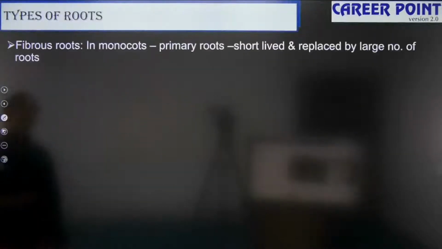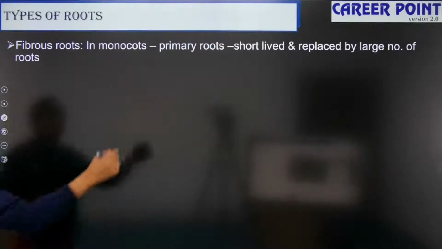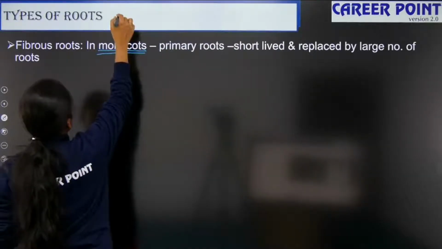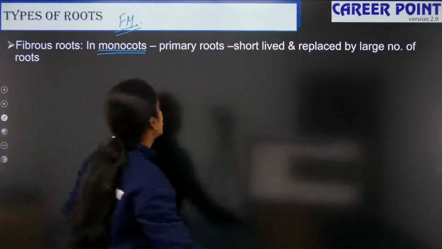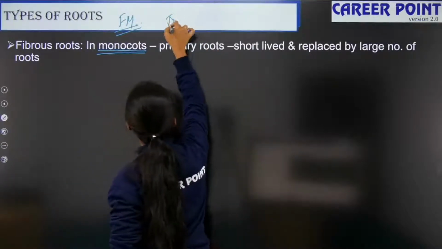The next type of root is your fibrous root. Fibrous root is seen in monocots. So remember FM radio: fibrous root, monocots. Taproot is in dicots. So it is TD and FM.